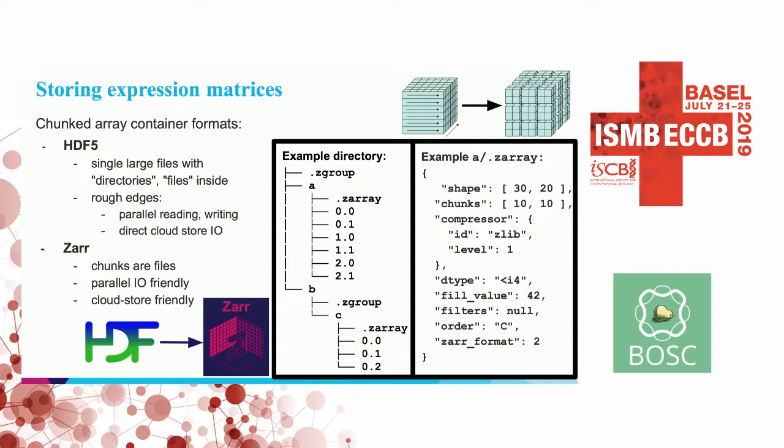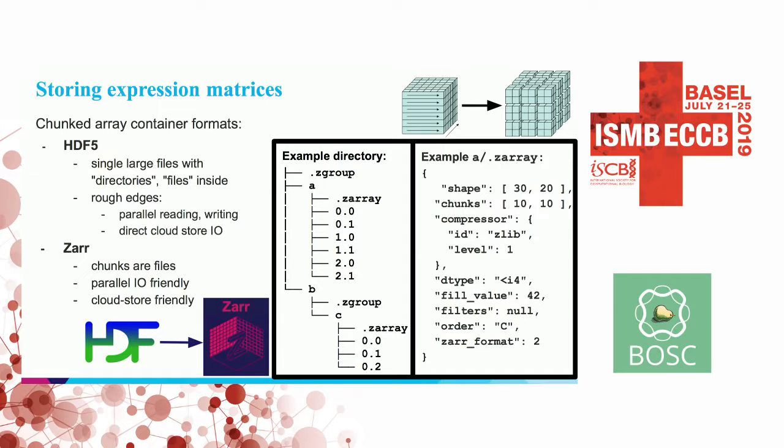HDF5 is also hard to use directly in public clouds, just as an artifact of how it's implemented. So Zarr is a lot simpler and solves some of those problems. It basically materializes the chunks of these multi-dimensional arrays as individual files on some underlying file system like abstraction, which can be your local disk or a cloud store. Or even a database that's just storing binary blobs and exposing them in this kind of structured format.